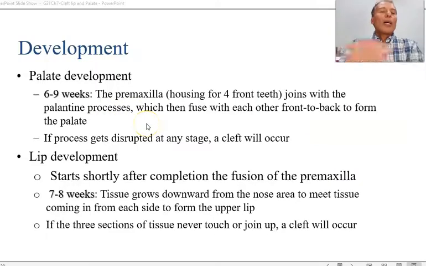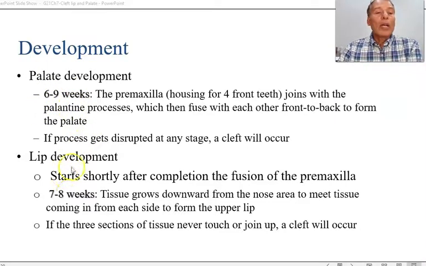So again, the whole process is completed by the end of the 9th week, and it begins in the 6th week. So in 3 weeks, between week 6 and 9, the whole process is completed.